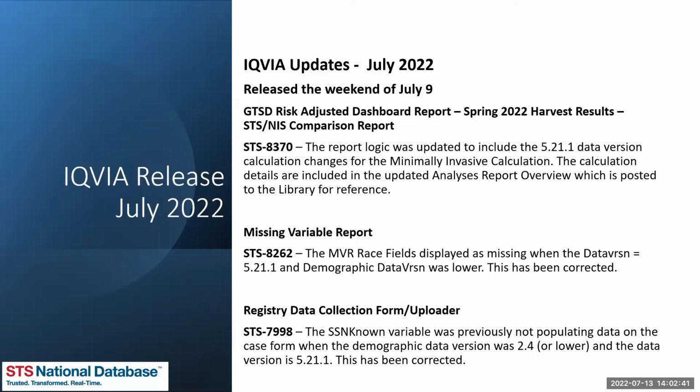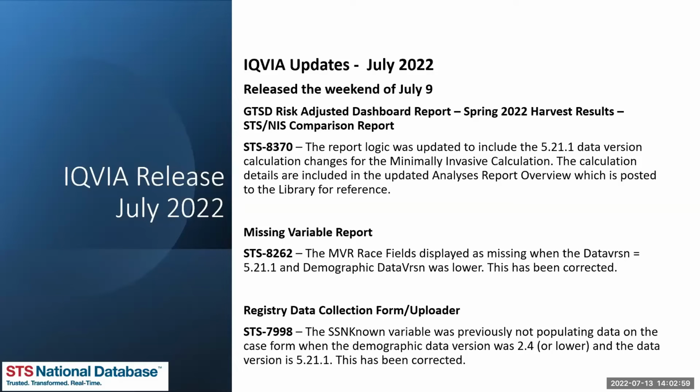library for your reference. On the missing variable report, STS 8262, the MVR race fields were displaying as missing if the data version was 5.21.1, but the demographics version was lower. So that should now be resolved.